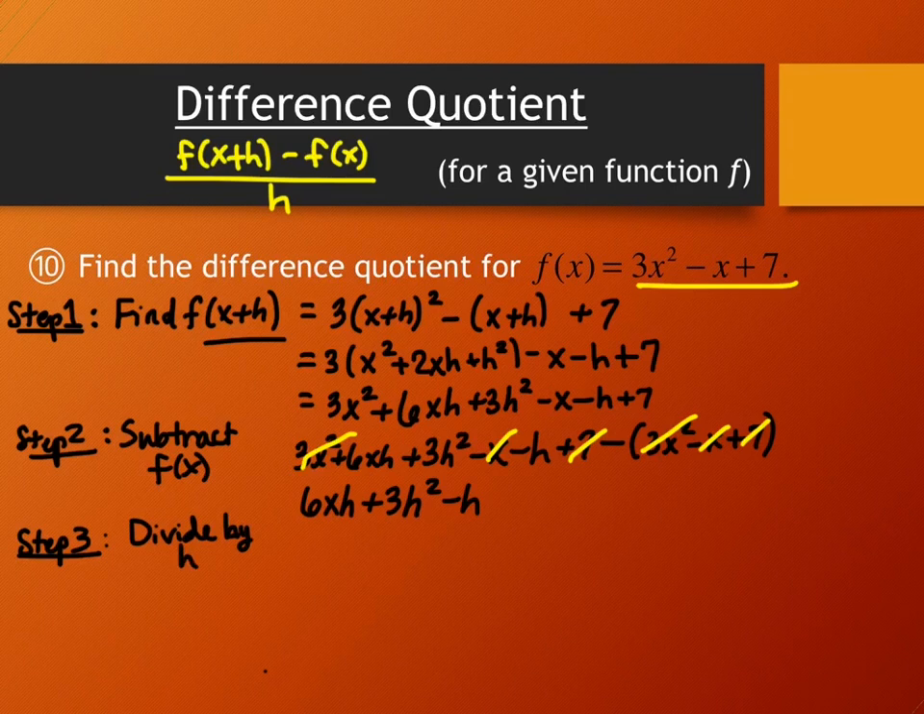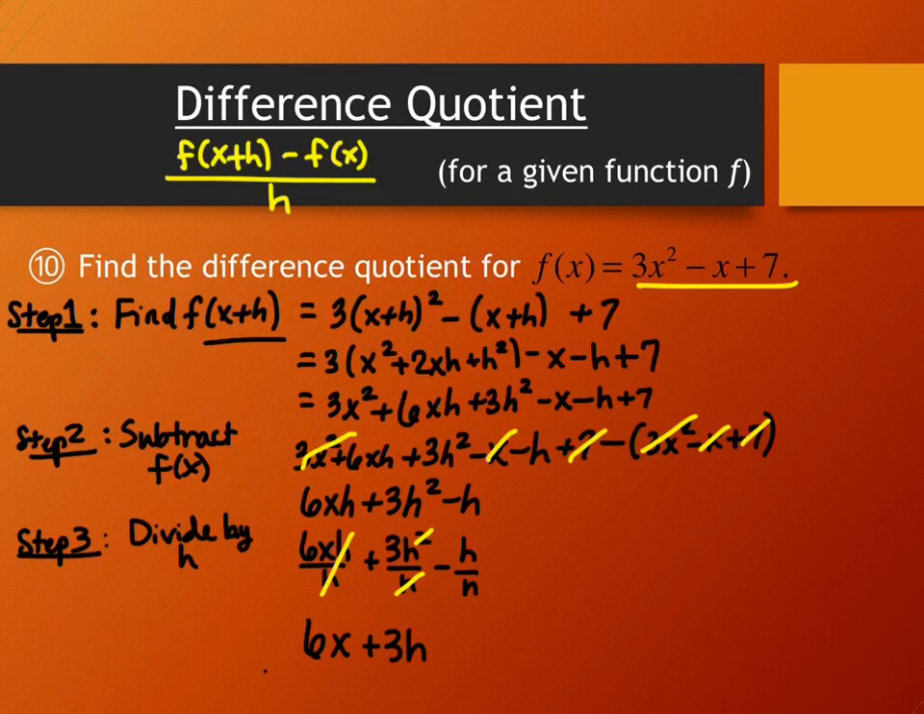Okay? And when I say divide by h, I mean each piece will be divided by h. I'm going to write it that way because it'll be easier to avoid one of the errors if we write it that way. So I've got 6xh divided by h plus 3h squared divided by h minus h divided by h. So what is 6xh divided by h? 6x. The h's cancel, right? So this is 6x. What is 3h squared divided by h? 3h. One of the h's on top cancels with the h on bottom, leaving me with 3h.